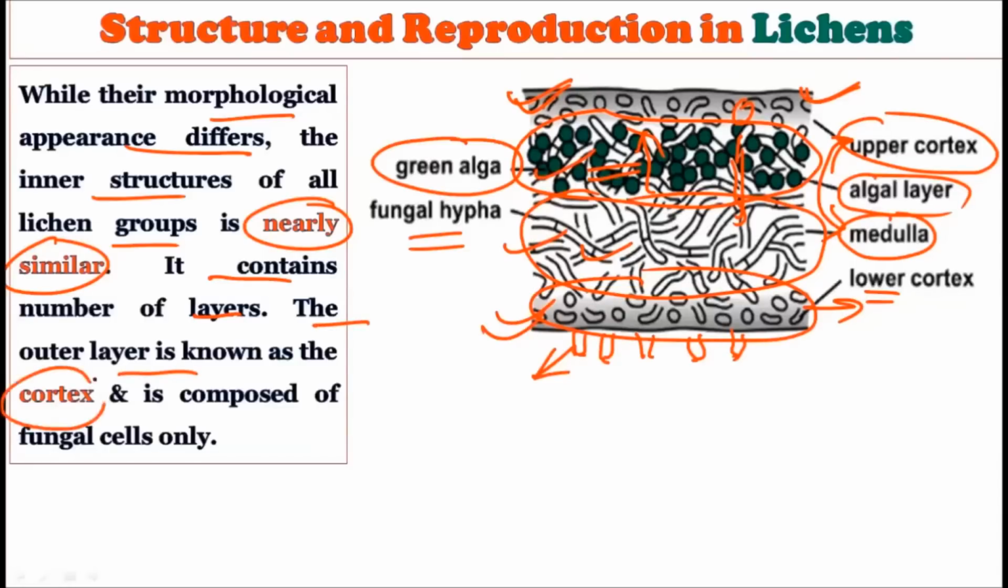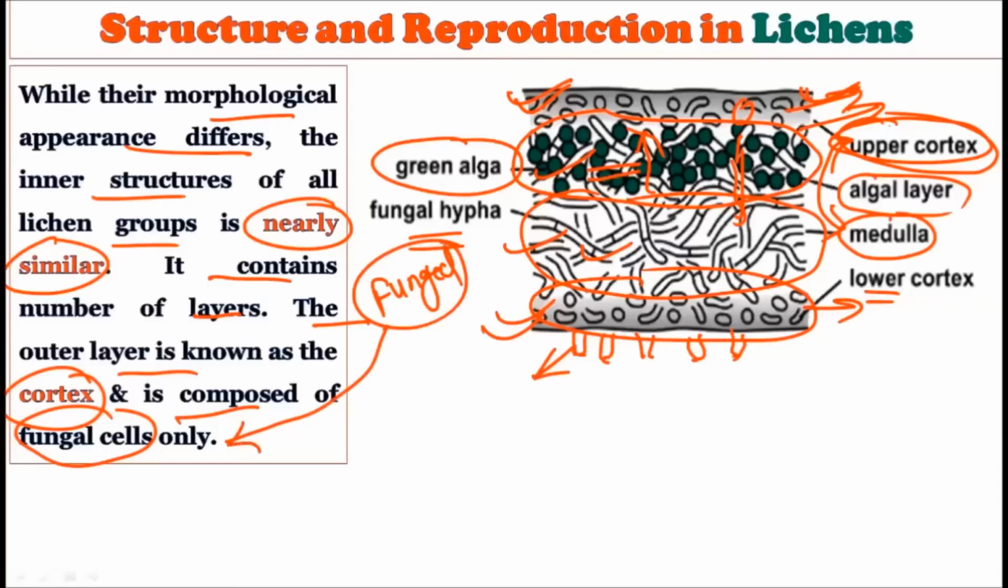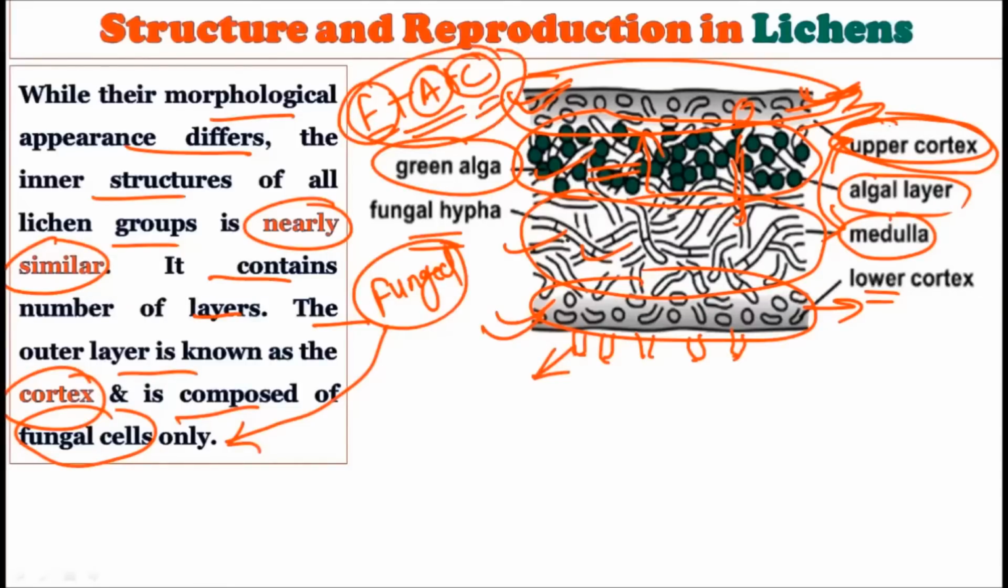The outer layer is known as the cortex. This upper layer is called the outer cortex, and it is composed of only the fungal cells. Now, from the UPSC Mains examination point of view, when you write down the answer, you should clarify that lichen is made up of two to three organisms. It may contain algae or cyanobacteria along with fungi, or sometimes all three are present in the same thallus. So you have to carefully mention that the upper cortex is made up of only the fungal cells.